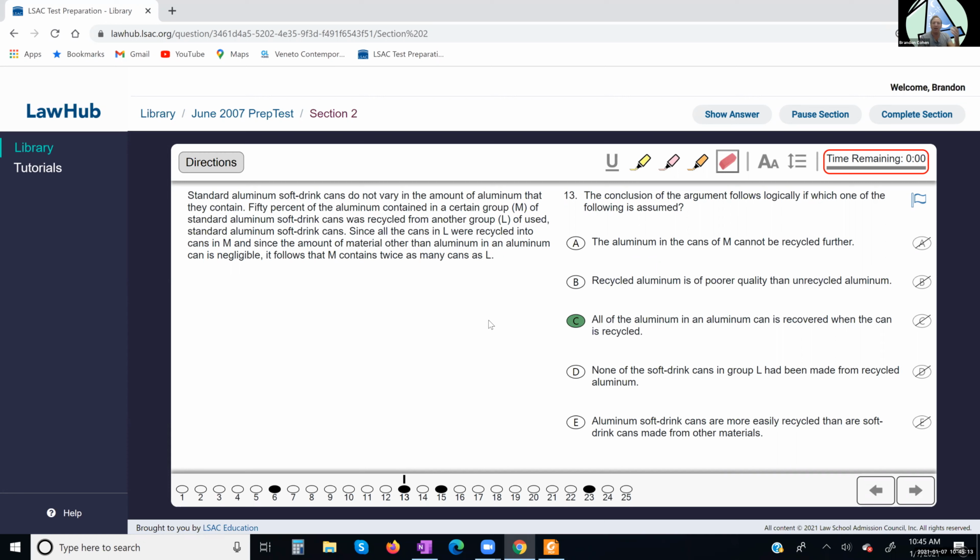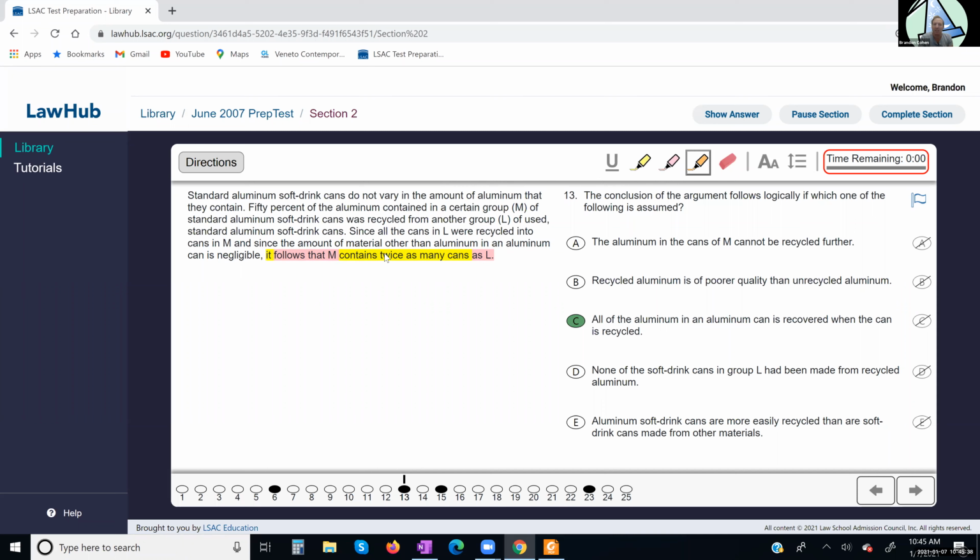Now, if we were doing the language just to see it in action, what happens if we tried looking for language in a question where it's not? We have to first start by finding the conclusion. Now, it's that M contains twice as many cans as L. If we broke that into parts, they are comparing M and L. Those are our subject matters. And the characteristic is that it contains twice as many cans.